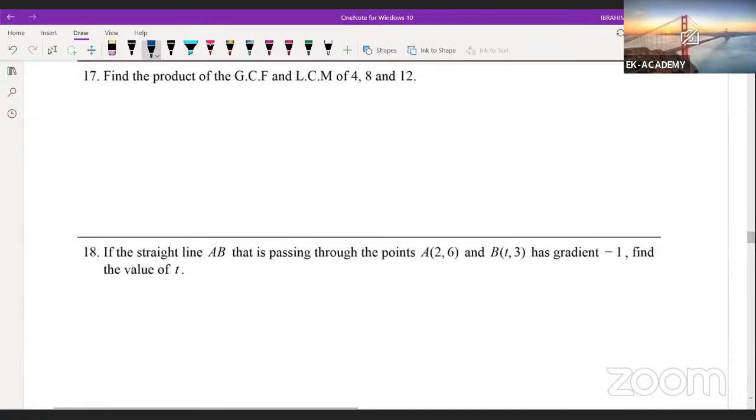Question number 17. Find the product of GCF and LCM of 4, 8, and 12. So we are going to find LCM and GCF. We are going to use the prime factorization method for 4, 8, 12.